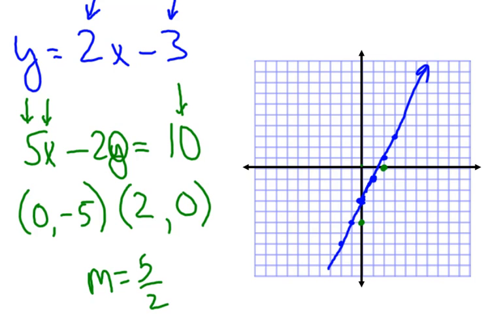And I could just keep going up 5 and over 2 as many times, or I could go down 5 and to the left 2. And now I've got points. So you should know already how to do this, how to graph out of either form.